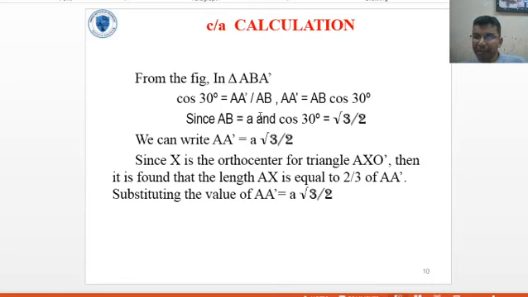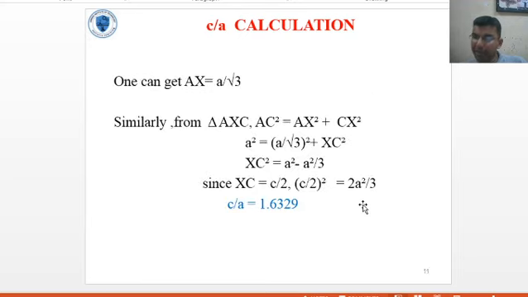From here, cos 30 is equivalent to AA dash by AB. AA dash is equivalent to AB cos 30. Since AB is equivalent to a and cos 30 is equivalent to root 3 by 2, AA dash is equivalent to a root 3 by 2. So finally, substituting the value of AA dash equivalent to a root 3 by 2, we get AX equivalent to 2 by 3 of AA dash. One can get AX equivalent to a by root 3.